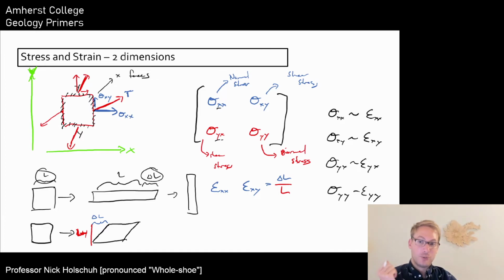One other important convention is that normal stresses tend to be positive in tension. So if you're pulling something apart, the stress is considered a positive. If you're in compression, the stress is considered a negative.